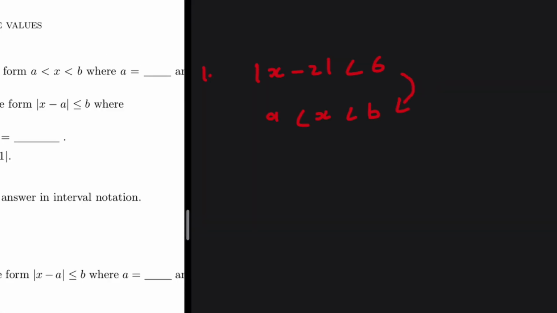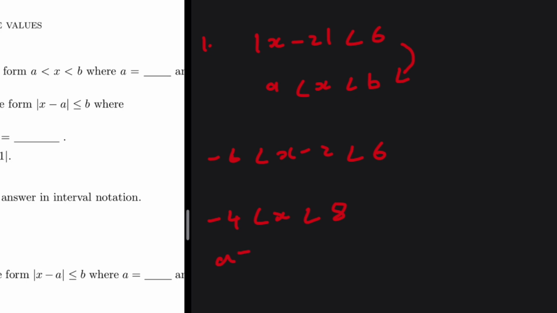Okay, we know fully well that the absolute value of x minus 2 less than 6 will give us minus 6 less than x minus 2 less than 6. Alright, so we add 2 to minus 6 and 6. If we do that, we're going to get minus 6 plus 2, that is minus 4, less than x, less than 6 plus 2, that is 8. So clearly a is equal to minus 4 and b is equal to 8. So that is the value of a and b.